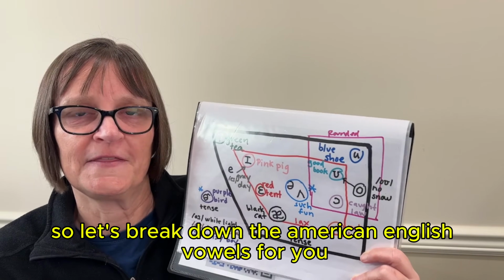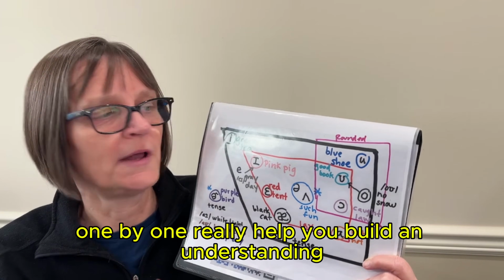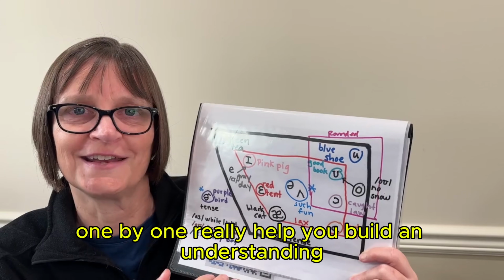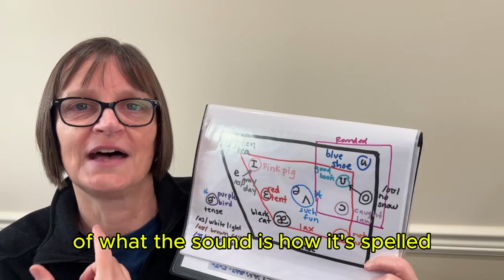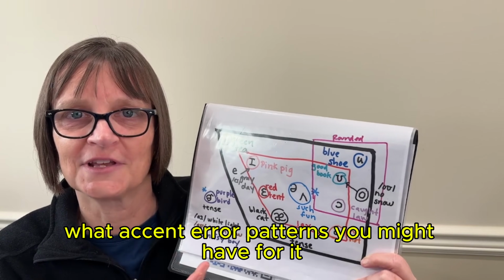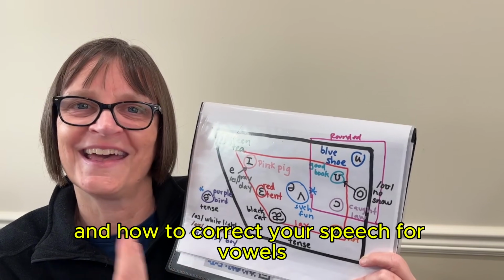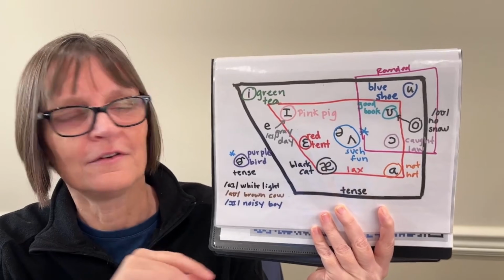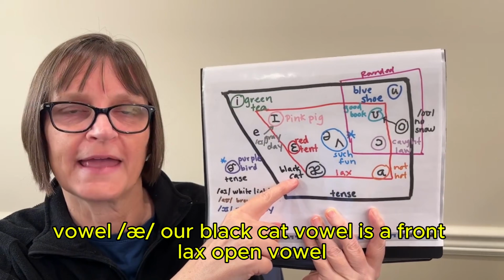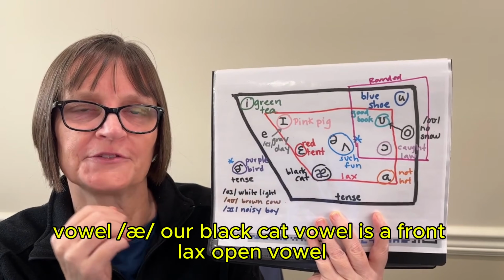So let's break down the American English vowels for you one by one, really help you build an understanding of what the sound is, how it's spelled, what accent error patterns you might have for it, and how to correct your speech for vowels. Vowel A, our black cat vowel, is a front lax open vowel.